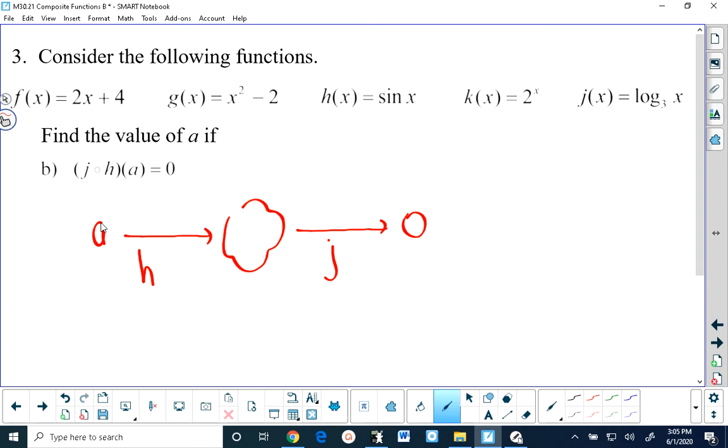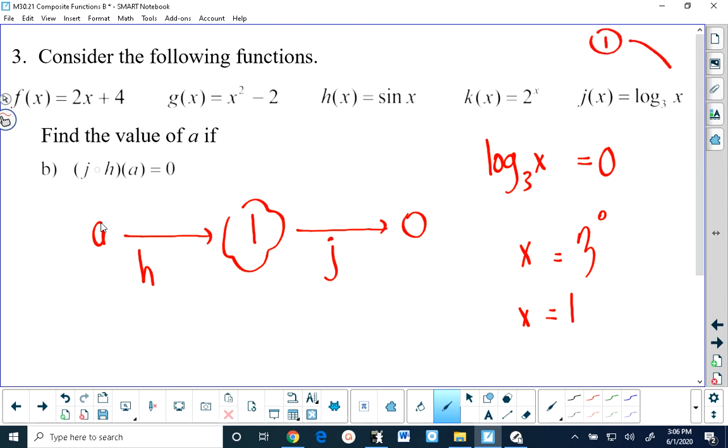So what this is saying is in the function j, which is log base 3 of x, what came out was 0. We have to decide what went in, which is the x-coordinate. Well, I'm just going to rewrite this in exponential form. 3 to the 0 equals x. 3 to the 0 is 1. That means that 1 went in. And again, you could check this by putting 1 in for x and seeing if you get 0.